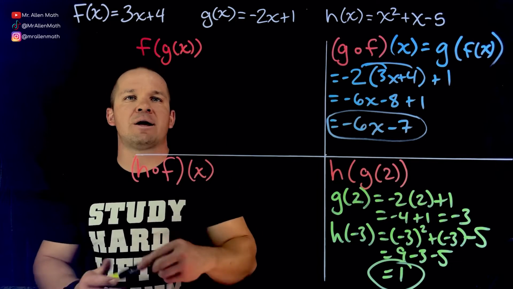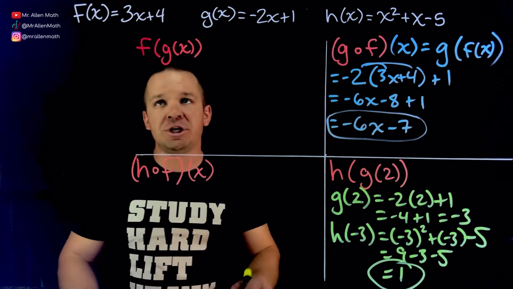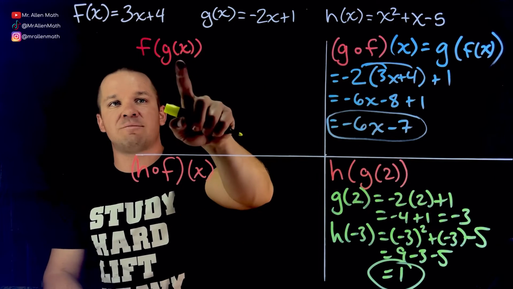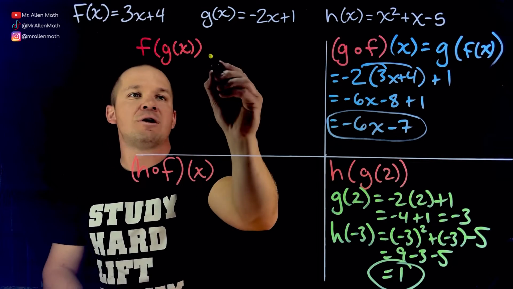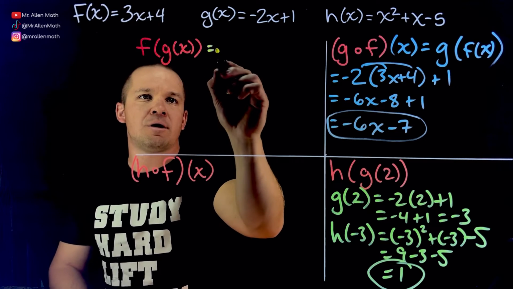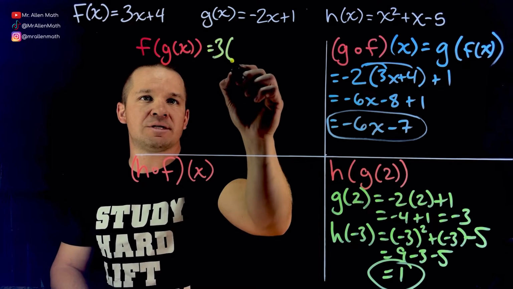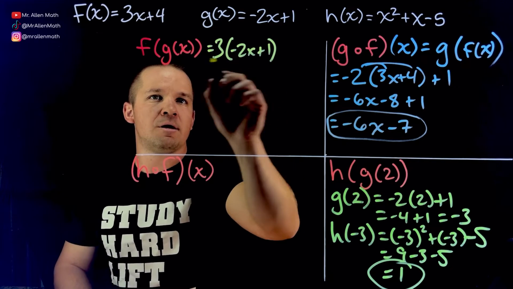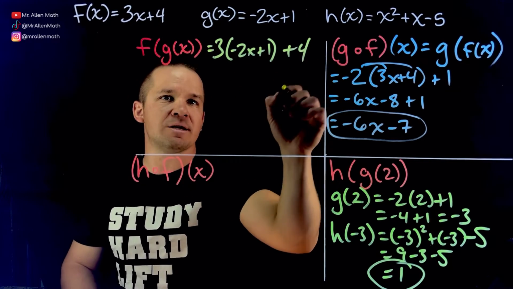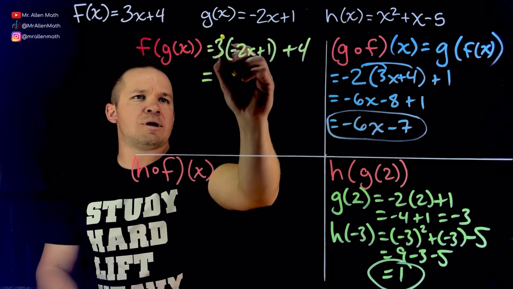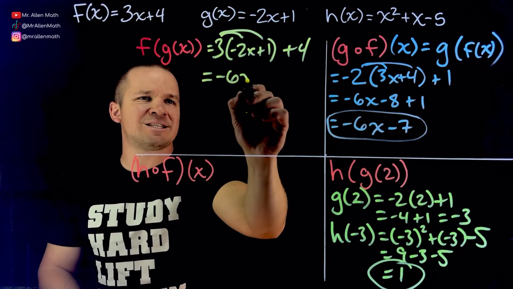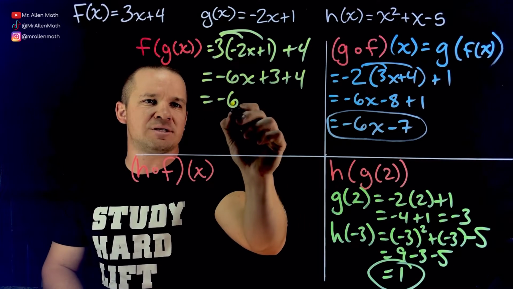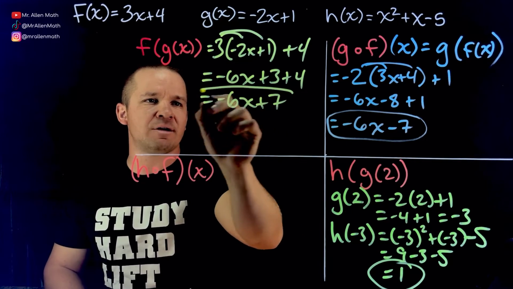All right, top guy here. So we got f of g of x. So now this one here was g of f of x. This time g is getting plugged into f. So we're going to have, let's see here, 3 parentheses, and then g of x, that's -2x plus 1. And then we have plus 4. So the 4 stays. All right, so 3 times -2 is -6x. 3 times 1 is 3 plus 4. That's going to give me -6x plus 7.